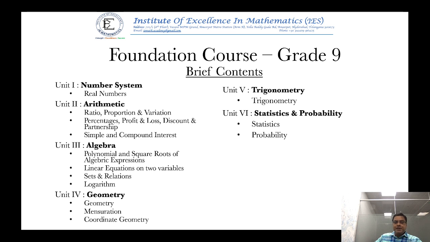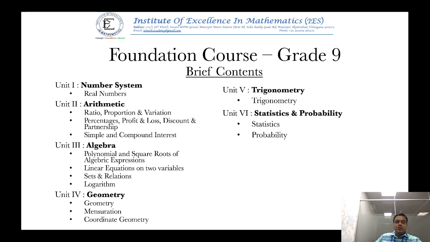in grade 9. One is the number system, which includes various numbers like natural numbers, whole numbers, integers, real numbers. Then within the real numbers there are rational numbers, irrational numbers, and then we'll talk about surds. These are all part of the number system.